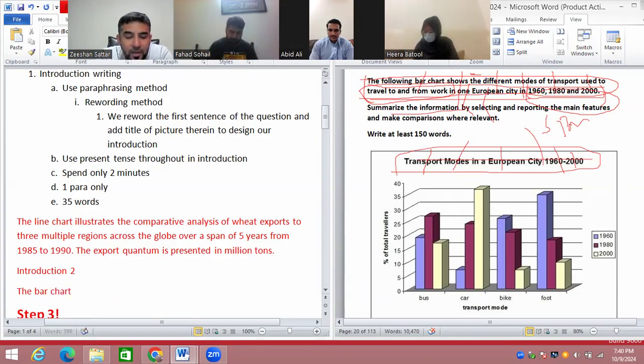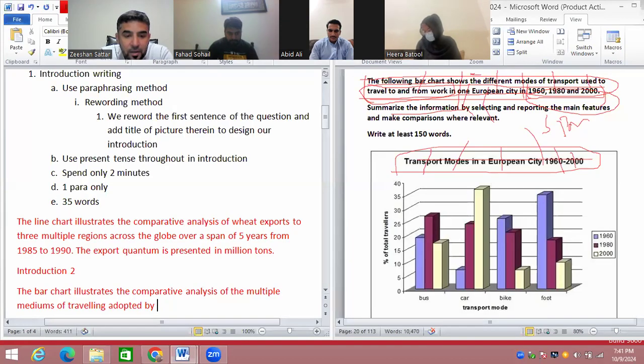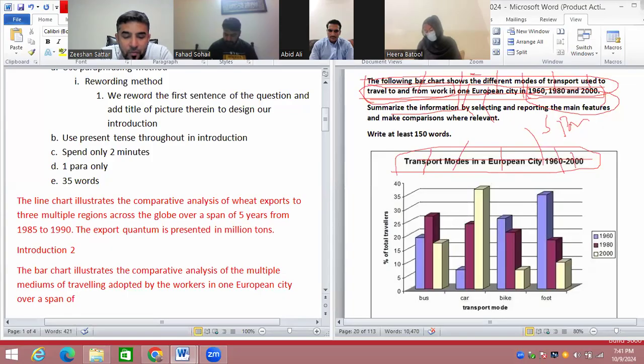The bar chart illustrates the comparative analysis of the multiple methods, multiple mediums of traveling adopted by the workers in one European city over a span of 40 years from 1960 to 2000, full stop, and that's all.